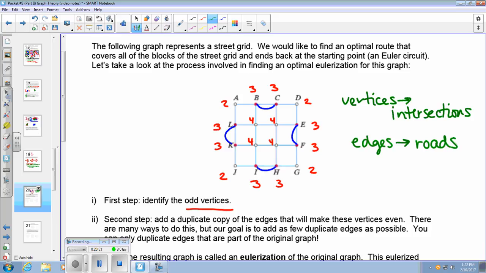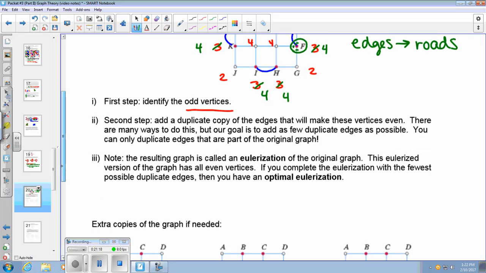And now if you take a closer look, and we'll do this for vertex F as our example, there's 1, 2, 3, 4 edges going into that vertex. So we've succeeded in making that even. And in fact, that's true of all of these odd degree vertices. We just made them all even. Oops, should cross out the degree by adding those duplicate edges. Okay, so number 3, note that the resulting graph is called an Eulerization of the original graph. This Eulerized version of the graph has all even vertices. If you complete the Eulerization with the fewest possible duplicate edges, then you have what we call an optimal Eulerization.